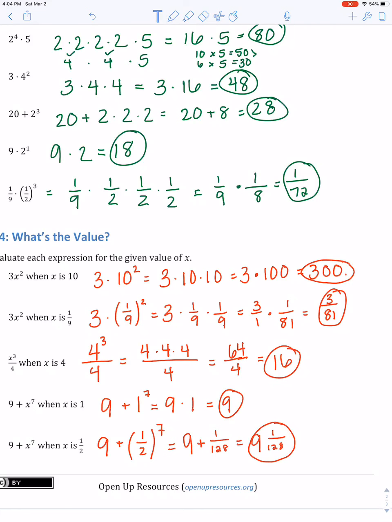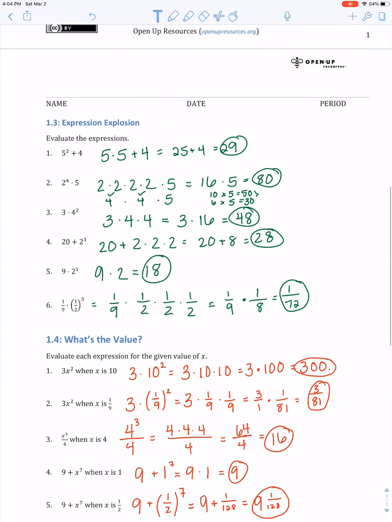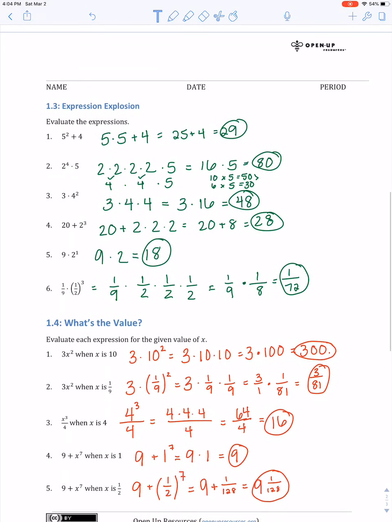Alright guys, so you are ready now to do your graded classwork. Things to keep in mind when you're plugging in an x, make sure you're doing that exponent first. Follow your order of operations.